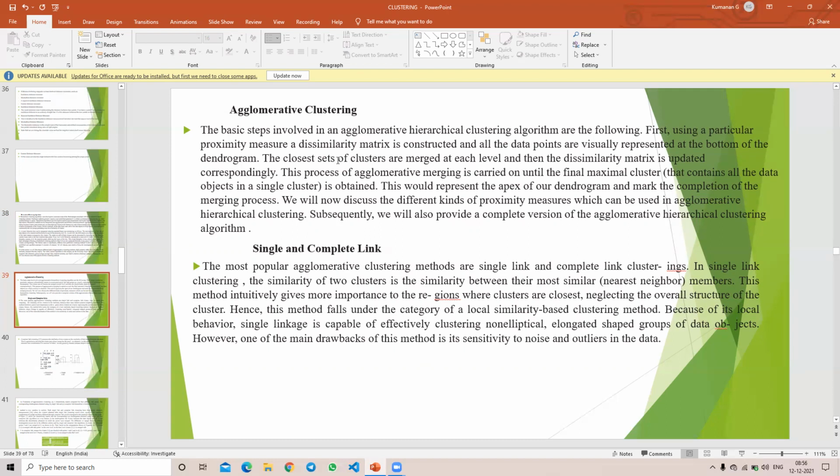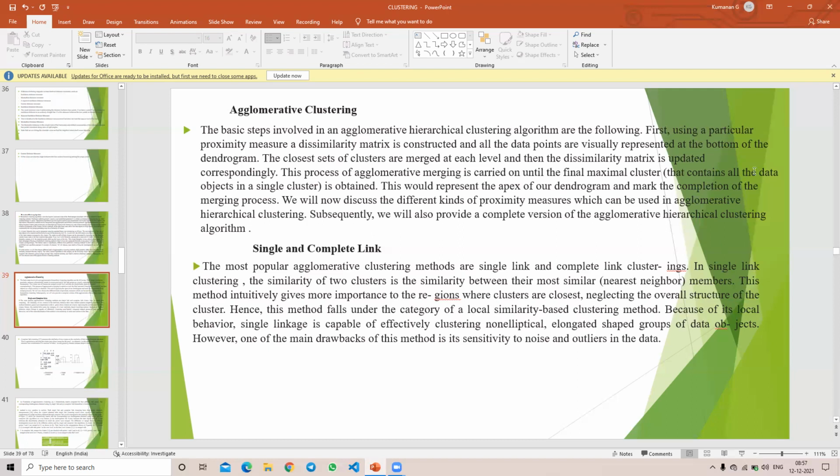We will now discuss the different kinds of proximity measures which can be used in agglomerative hierarchical clustering. Subsequently, we will also provide a complete version of the agglomerative hierarchical clustering algorithm. Next, single and complete link.